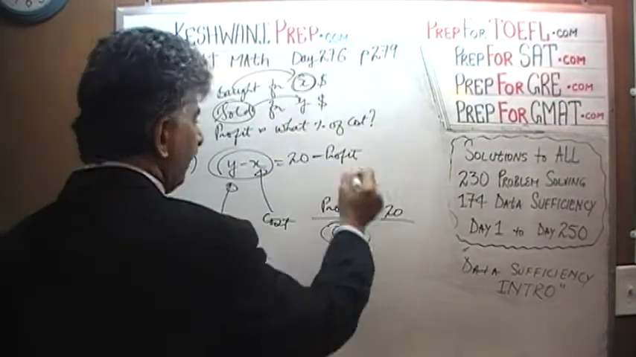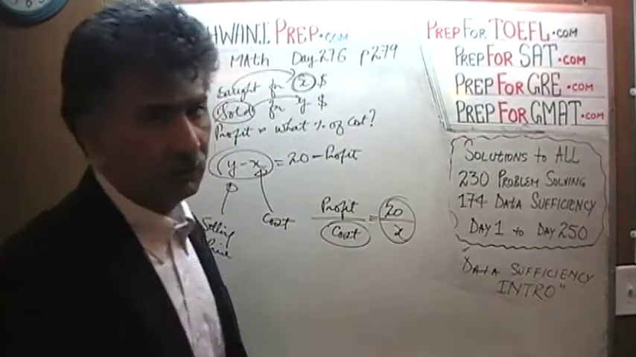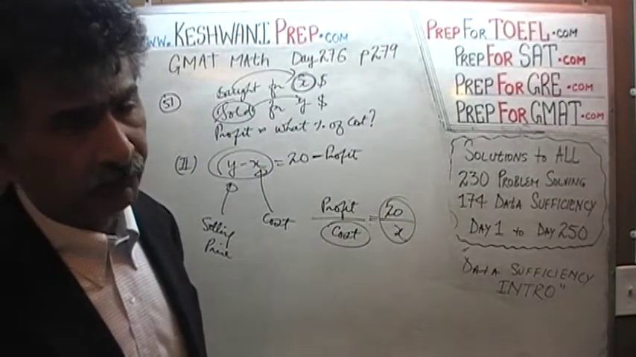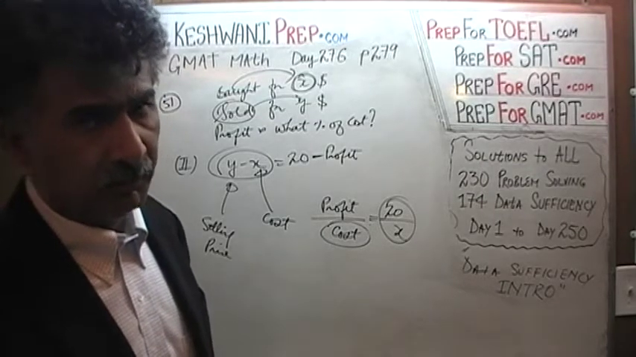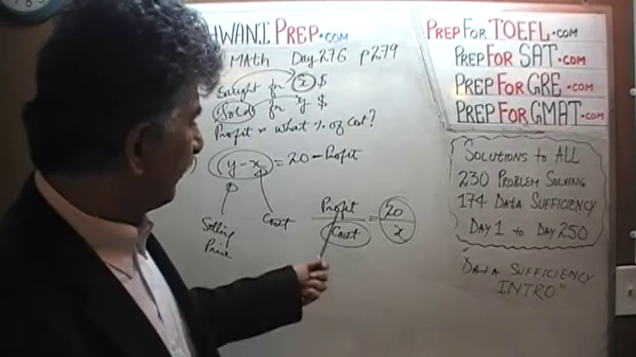We bought it for X dollars. What is that X? We do not know what that X is. We do not know what the cost is. And until we know the amount that we paid to acquire it, until we know the cost of the product, we cannot figure out the profit as a percentage of the cost.